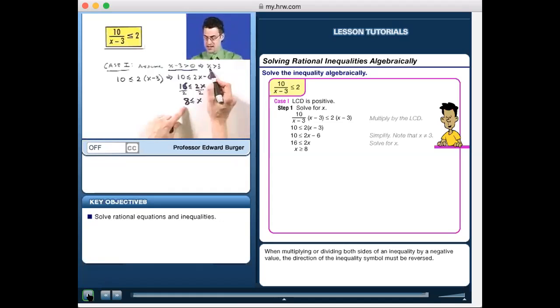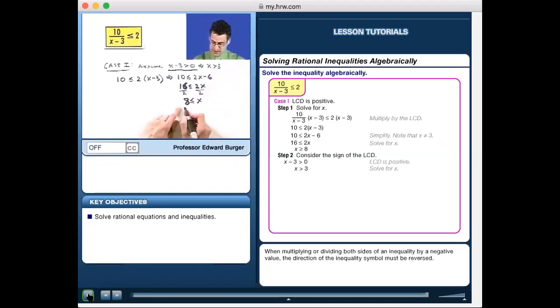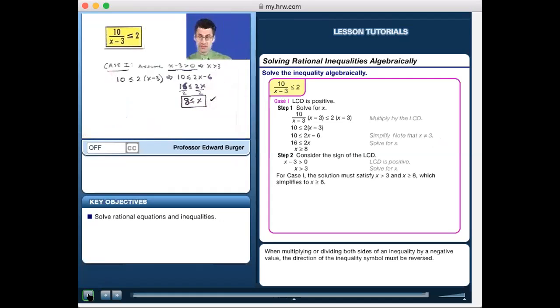Anyway, it's still the case that if 8 is less than or equal to x, then x is certainly bigger than 3. So in fact, this is fine. That is one solution. Now, that's just case 1. Now we've got to consider case 2. So case 2.